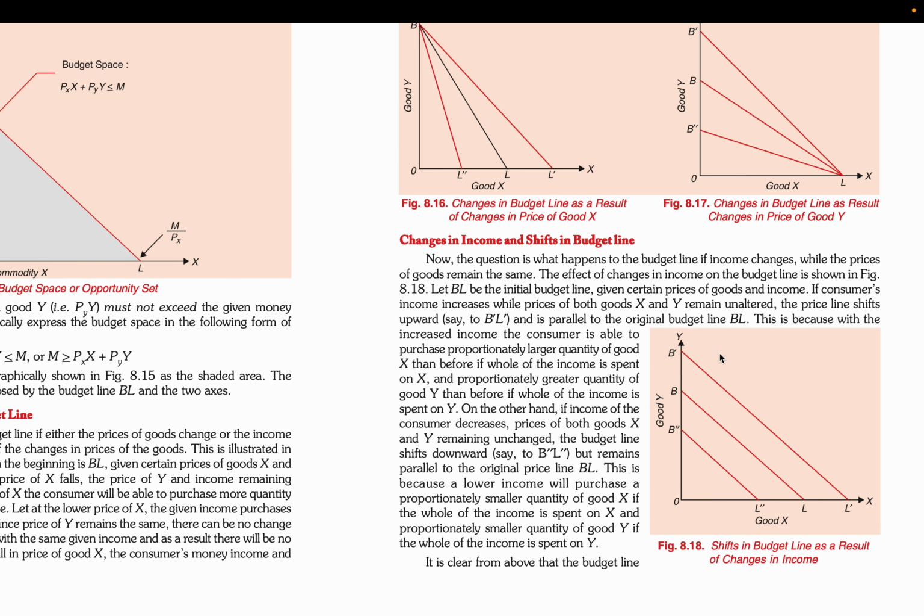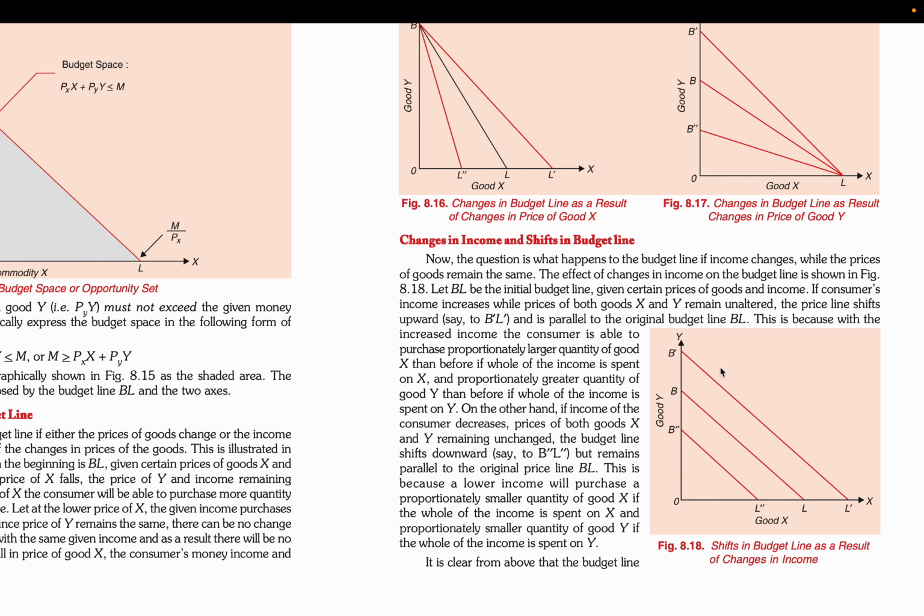Another question is, what happens to the budget line if income changes when the prices of goods remain the same? Because the constraints here are two: if the prices of the goods change, or if the income of the consumer entirely changes. So if the price of, let's say, one good is changing, then there is a shift like the ones shown in both of these diagrams. But if the income itself is going to change, let's see what happens.